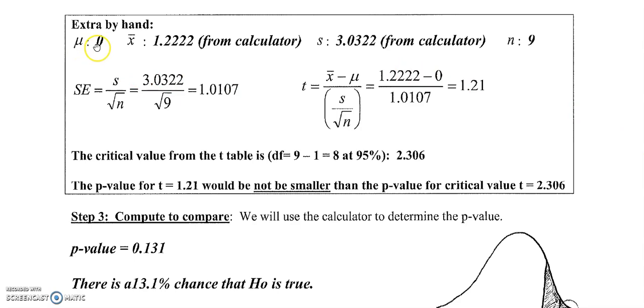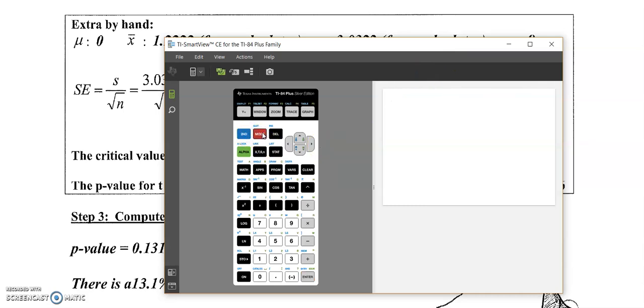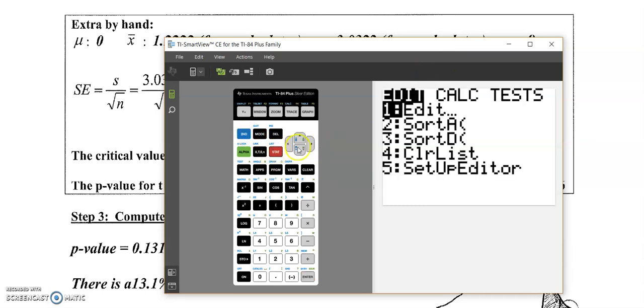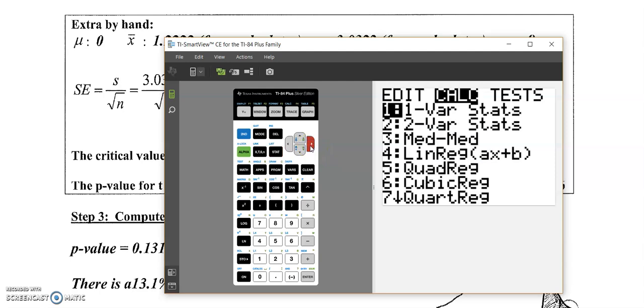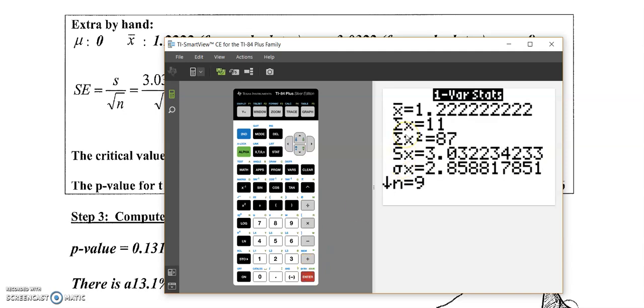So our mu is 0, and to find our x bar and our s, we're going to go back to the calculator and find our x bar and our s. So remember, list 4 is where the differences are. So I press second mode to return to the home screen. We press stat to the right for calculate. We're going to do number 1, 1-variable statistics on list 4. So we hit second 4 for list 4, push enter, or go down to calculate and push enter. And we notice our x bar, which is the difference, is a positive 1.222222.